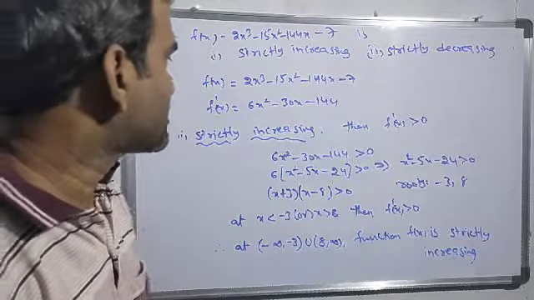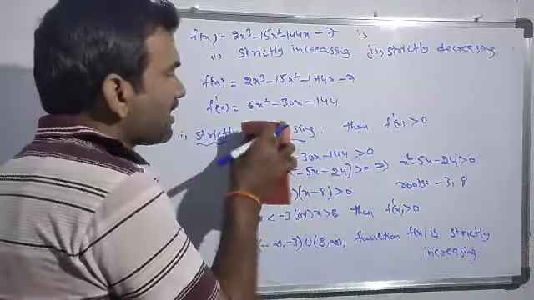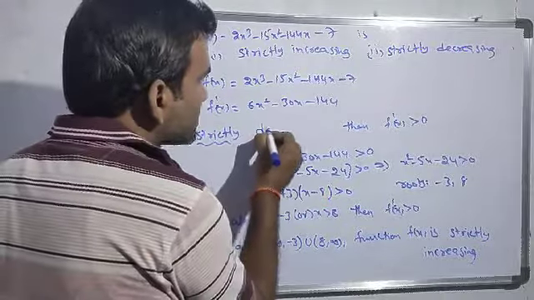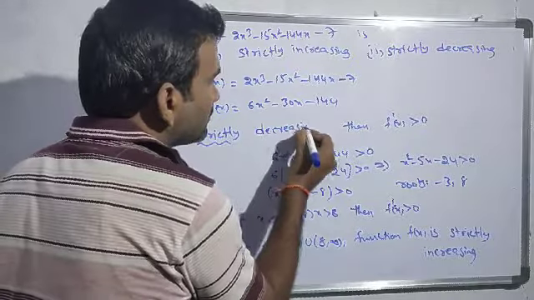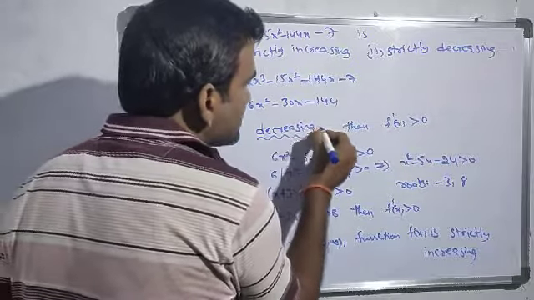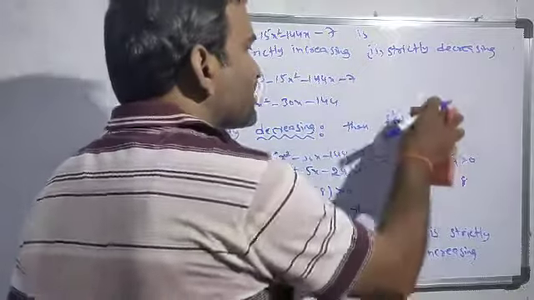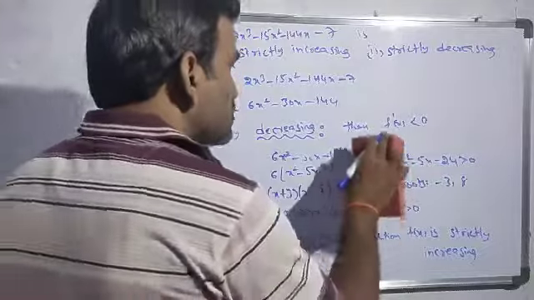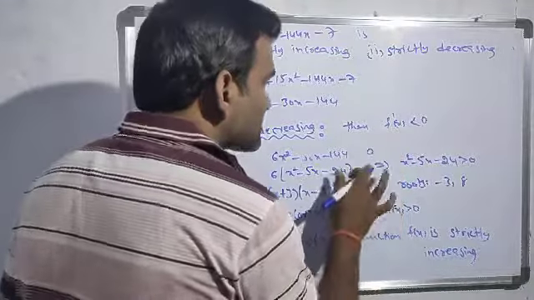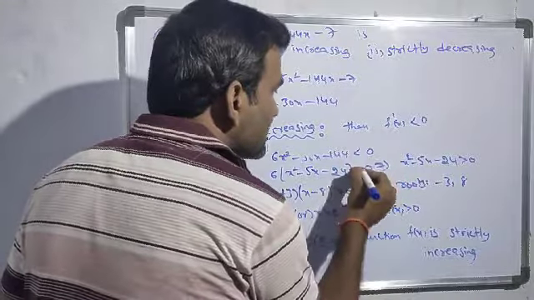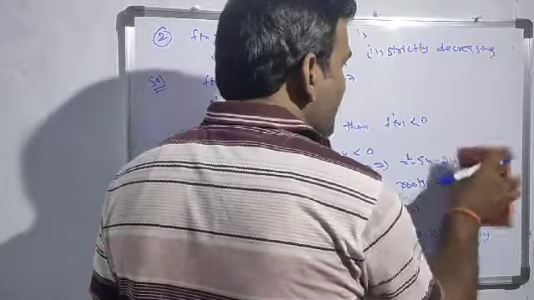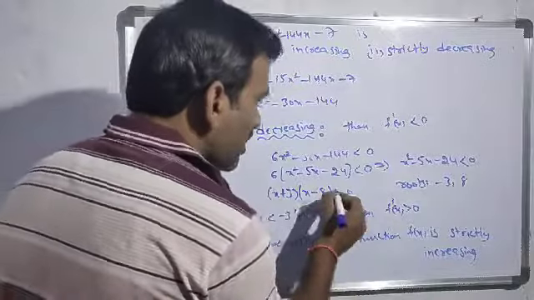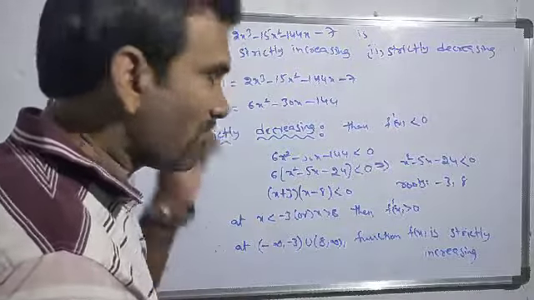Understand? So now I am taking strictly decreasing. I am just modifying here only. What is our condition for strictly decreasing? F dash of x less than 0. So here also f dash of x is already completed, so this value should be less than 0. I'm just modifying the inequality sign.